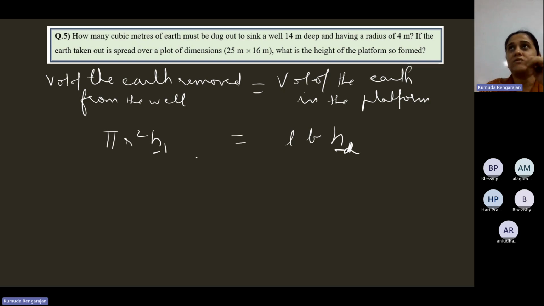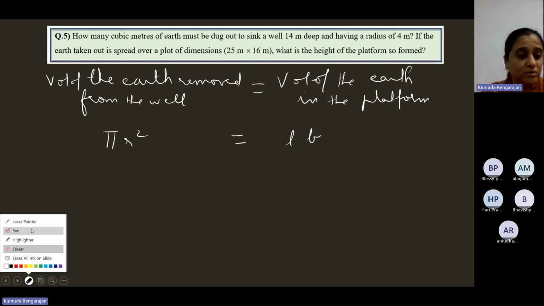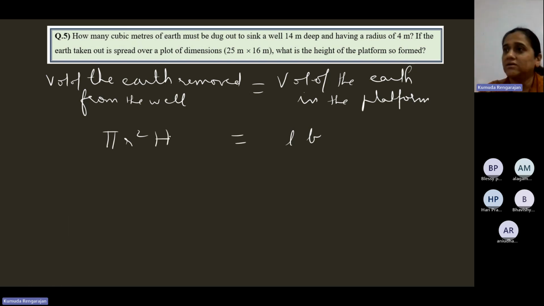Or you know that the well is deeper than the height of this platform, so you can use a capital H here and a small h here. All that is left to you. Because you know the well is deeper, you want to use a capital letter here and a small letter here. So these are the different ways of distinguishing the heights.